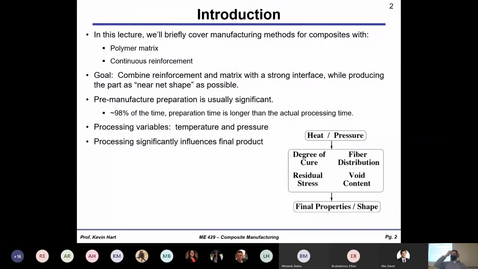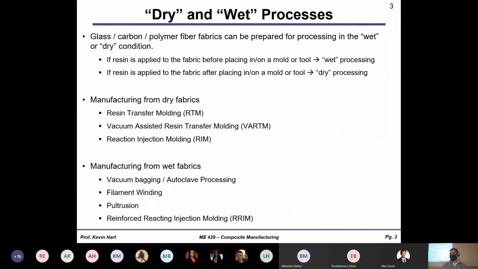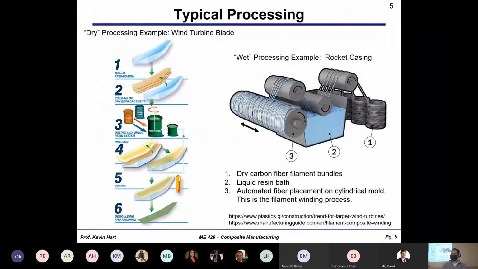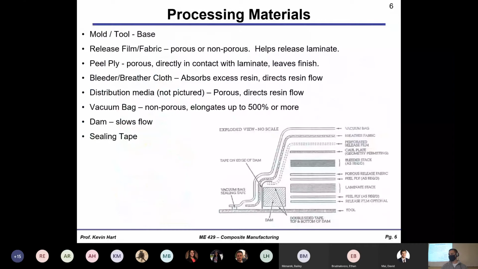So we talked about the things that are influential in manufacturing composites, mainly pressure and temperature. And we talked about the 2 different types of processes, dry and wet processes. A dry process would be a process where you place the fabric sort of in dry form into the mold. And a wet process would be you get the fabric wet with resin before you apply it into the mold or on the mold surface or whatever the case may be.